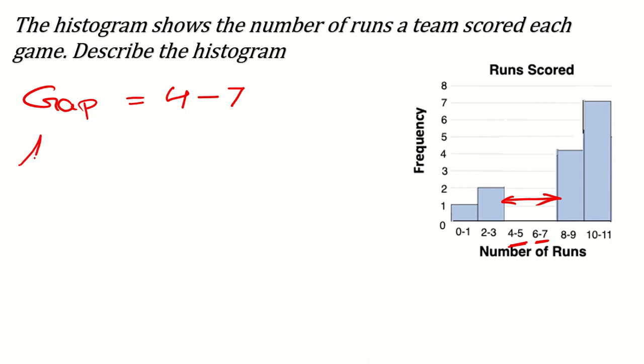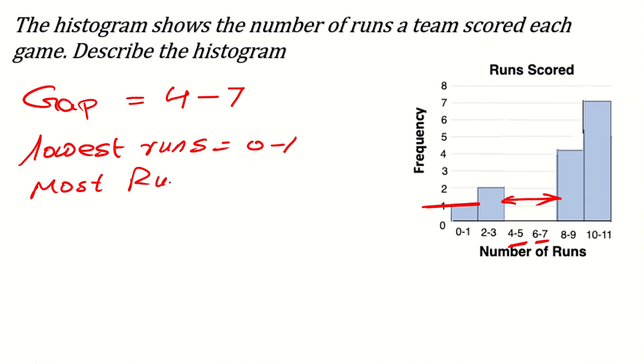Okay. Now lowest number of runs, lowest runs scored was 0 to 1, because its upper limit is 1. You see. Now most runs scored is, what is that? The highest limit of this histogram. So this is 7. So most runs were scored by 7 students or 7 players, and that was from 10 to 11 runs. Okay, like this you can describe the histogram also.